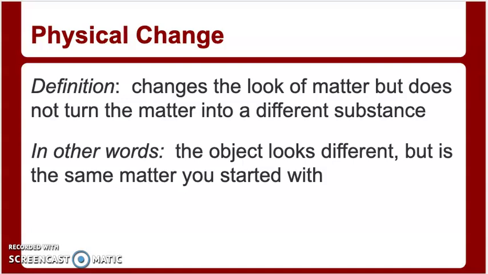Alright, so we need to think about what this means. It changes the look, but does not turn the matter into a different substance. The fact that it is not different matter is the key words here. So let's go ahead and circle, does not turn the matter into a different substance. We need to find the comparable thing in the in other words. So pause and talk at your table. What would you circle from the in other words that matches does not turn the matter into a different substance?